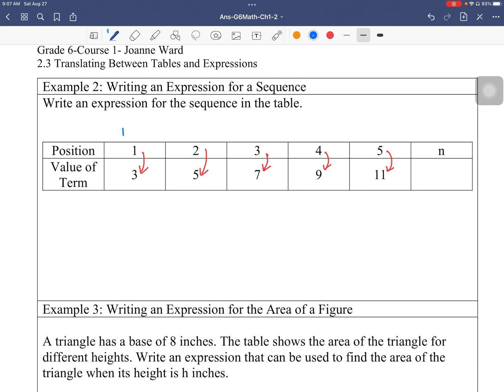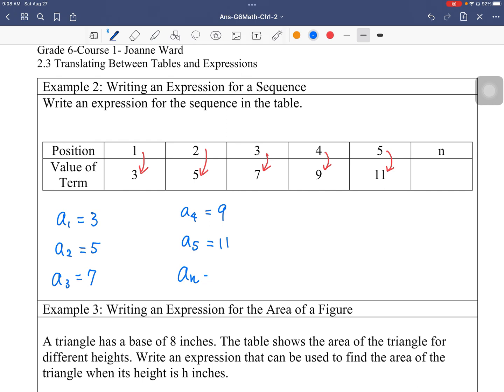So when n equals 1, this is a1. I'm so sorry, I keep changing my mind. a1 equals 3, a2 equals 5, a3 equals 7, a4 equals 9, a5 equals 11.